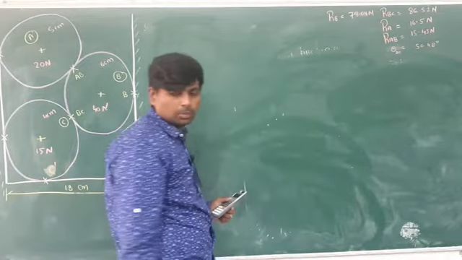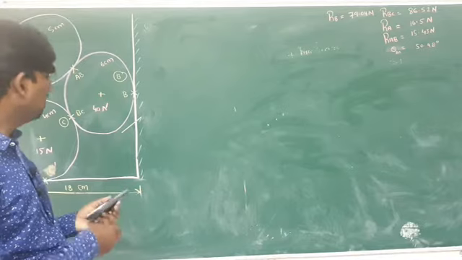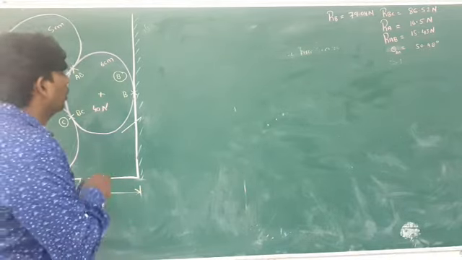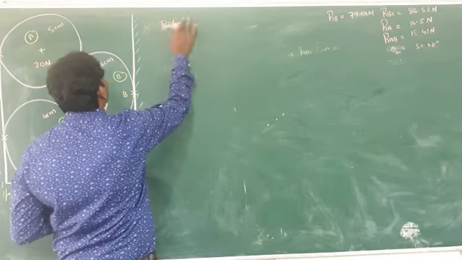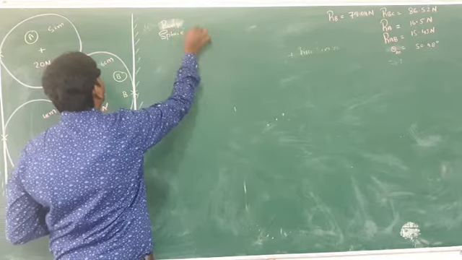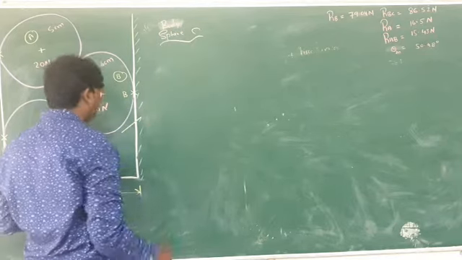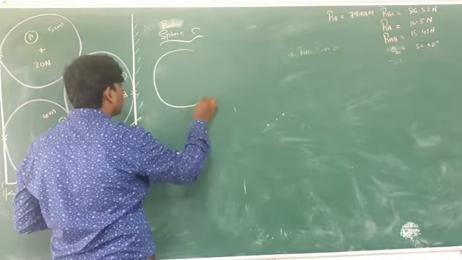Now I am resolving body C, because body A and body B are done. I will write here sphere, better to write sphere. Sphere C. Which sphere am I resolving? Sphere C. For resolving sphere C, first I have to draw the diagram.